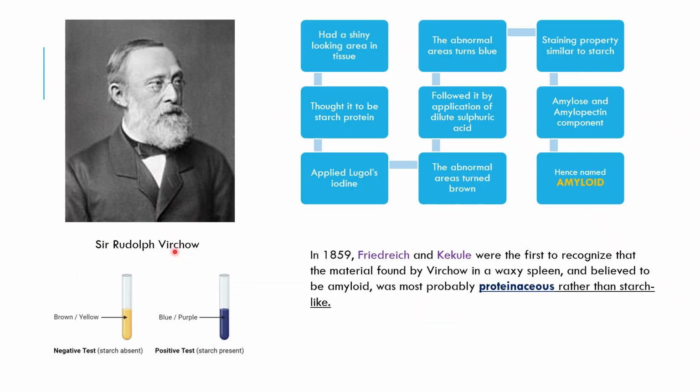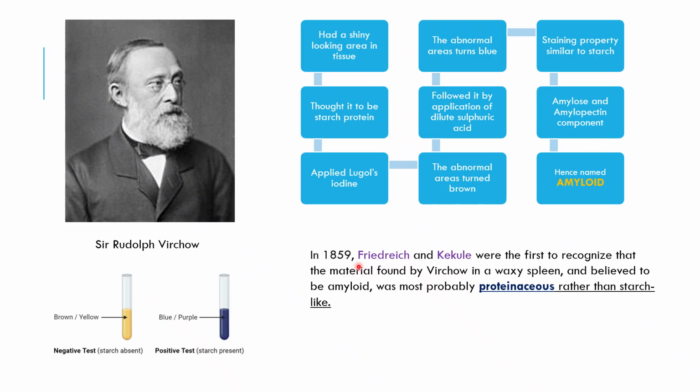So here is Sir Rudolf Virchow. In 1854 he looked at a shiny looking area in the spleen and he thought it to be starch. Then he applied iodine and this abnormal looking shiny area on the spleen turned brown. Then he applied dilute sulfuric acid to it, and the abnormal area turned blue. So he saw that this protein has staining properties similar to starch, which is composed of amylose and amylopectin components. So hence he named it amyloid.